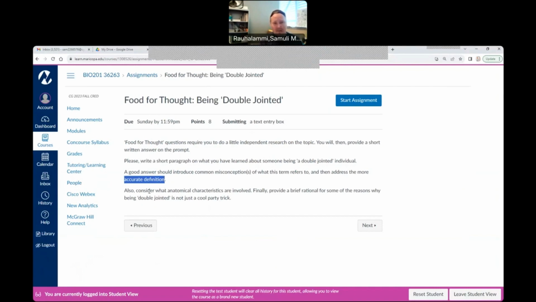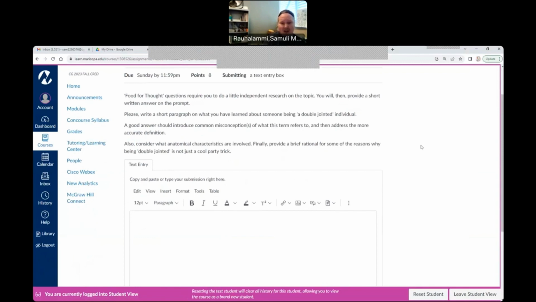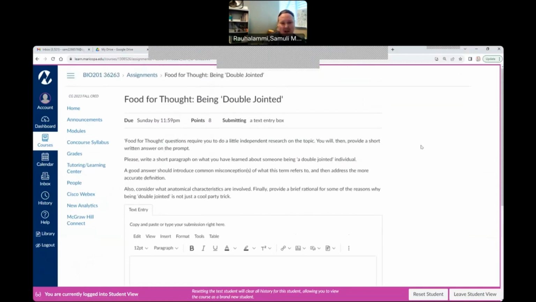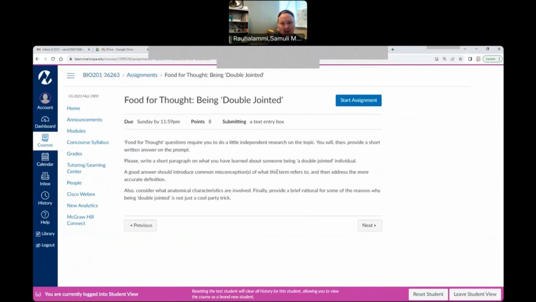I'm also looking for anatomical characteristics that are involved in being double jointed, and maybe a brief rationale about some of the reasons why being double jointed is not just a cool party trick. So students really do often do a good job on this, but remember, this is worth 8 points, so I need probably more than just one sentence. If you provide me a very, very short answer, it might be hard to hit all of the learning points that I'm looking for just through that. So that might be something to keep in mind as you're tackling this assignment.